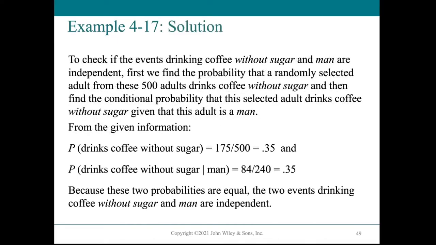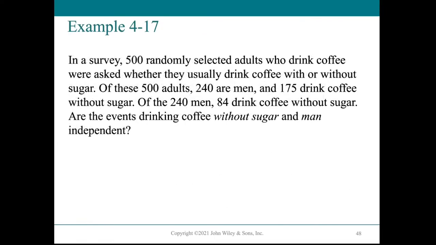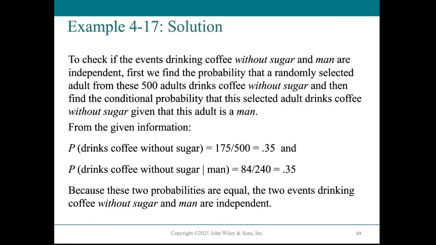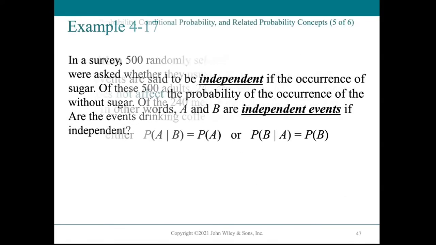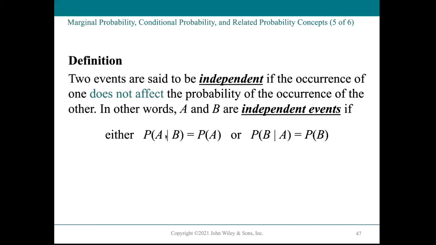Basically, of course, we would say that regardless whether or not you're a man, you could drink coffee with or without sugar. It's a choice of personal preference. But that's a subjective answer. So we need to look at probabilities. The definition of independence is that the probability of A occurring given that B has already occurred must be equal to the marginal probability of A occurring.